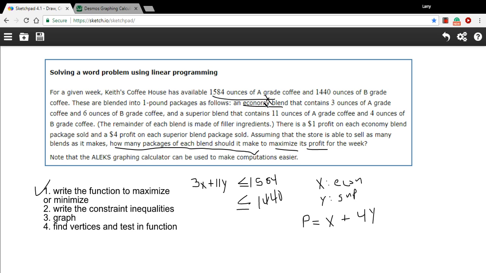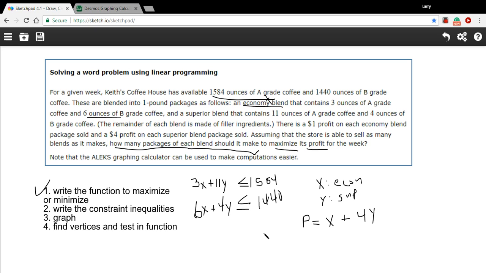Now grade B, the economy blend, that's our x, uses 6 of grade B. So this is 6x. And the superior blend uses 4, so 4y. So that is a little tricky way on how to get those constraints.